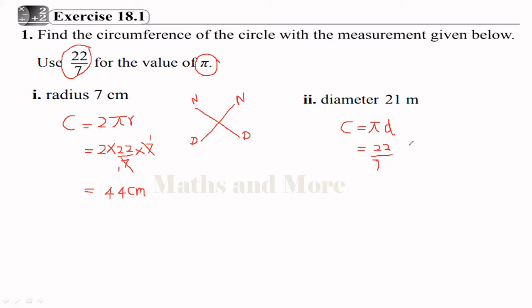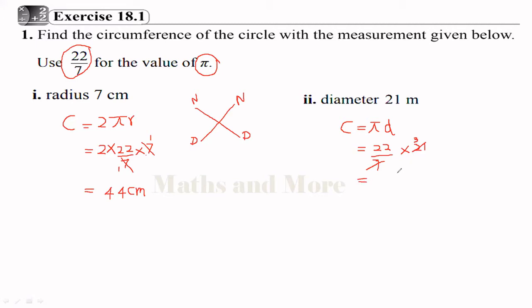Pi is 22/7. Diameter is 21. This diameter 21 is in the numerator, and the denominator is 1. No need to write that, but you have to understand that 21 is in the numerator. So you can cut numerator with denominator. Cut this denominator with this 21. 7 into 3 is 21.